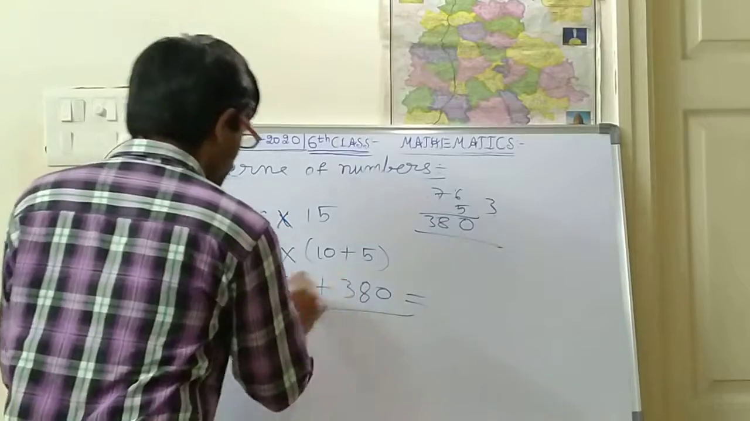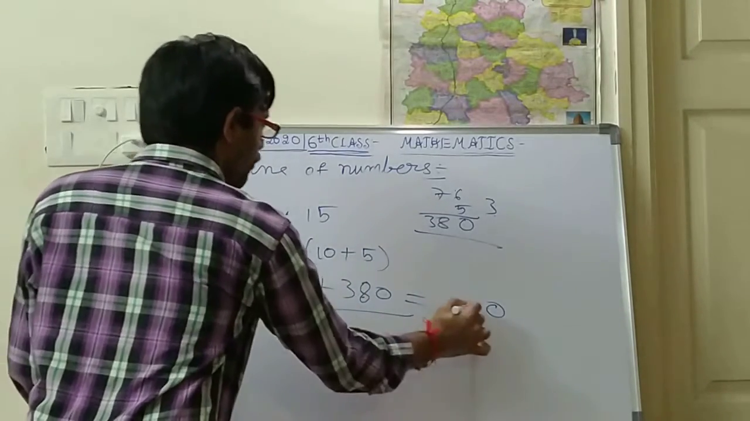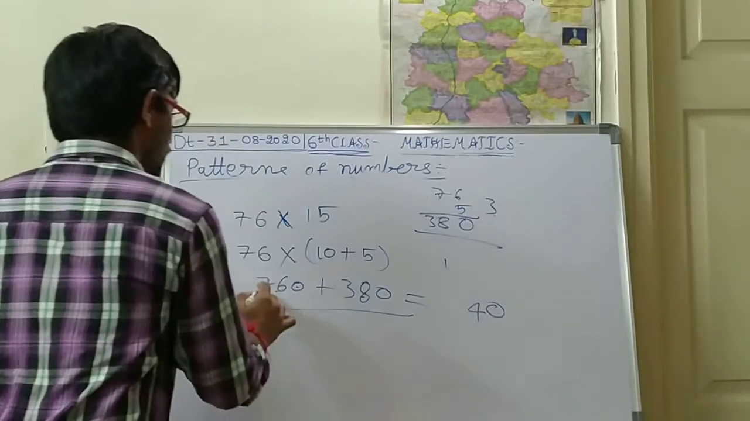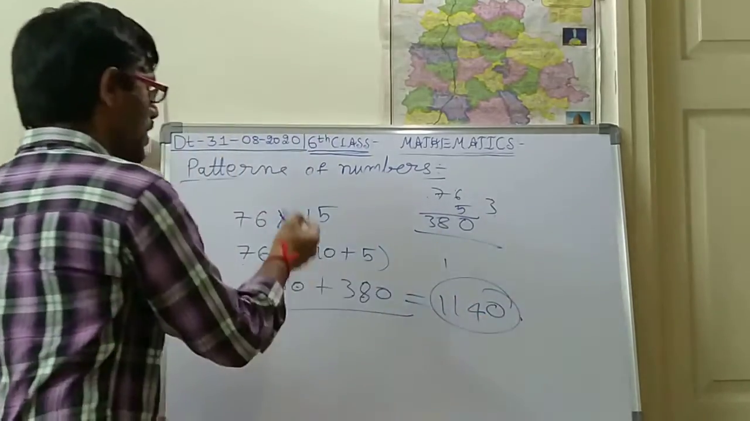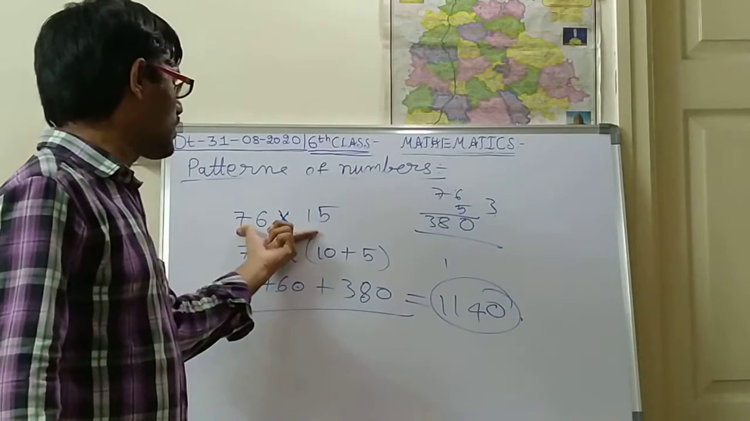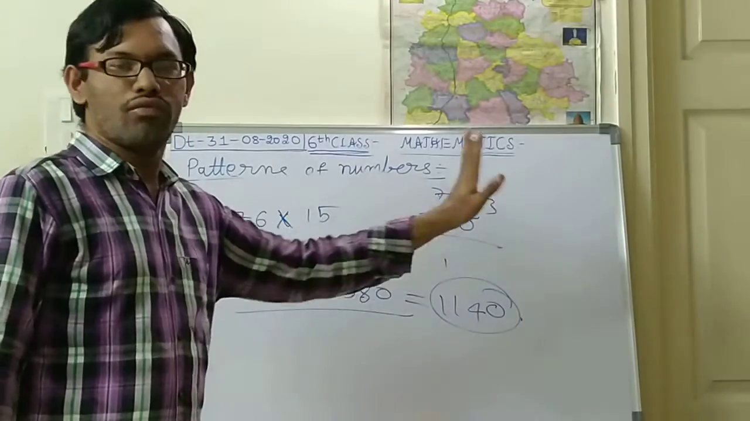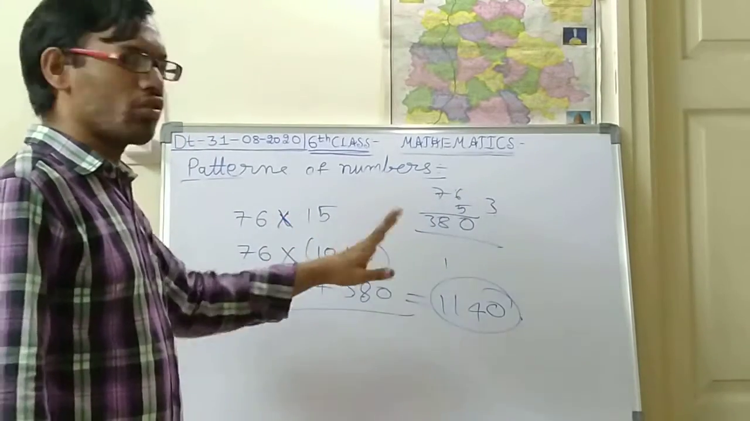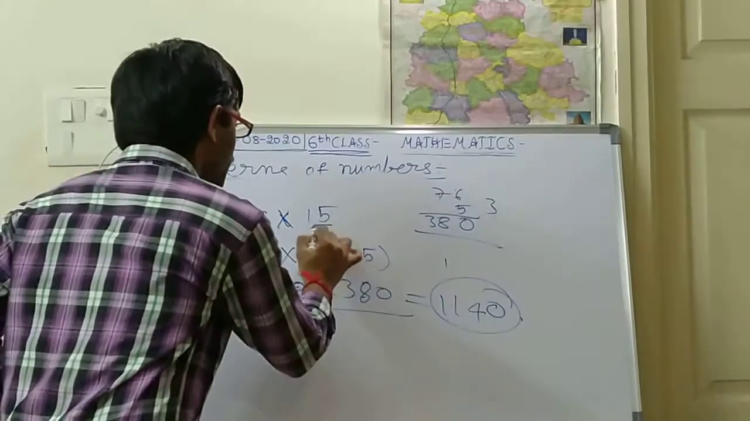So 760 plus 380. 0 plus 0 is 0. 8 plus 6 is 14, 1 will be left over. 7 plus 3 is 10, plus 1 is 11. So 1140 is the answer for 760 plus 380. That means 76 into 15 is 1140. So like this you can do the multiplication of a number which is ending with 5.